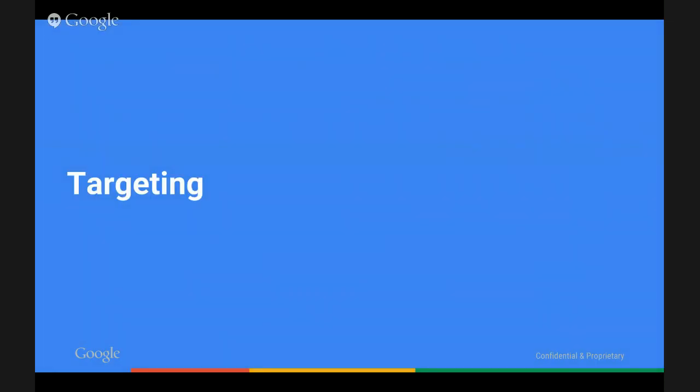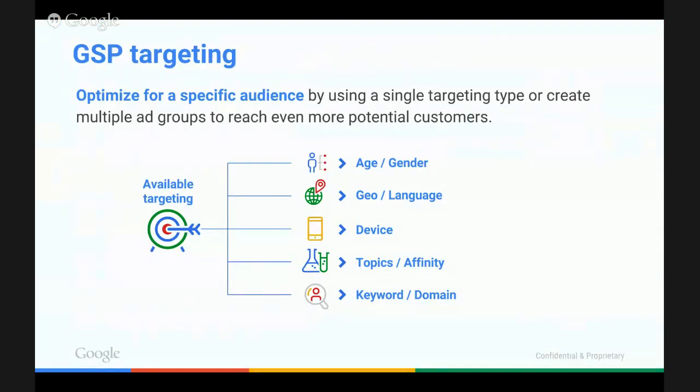So the targeting. The targeting would differ from the targeting that was available before. That's just for reference for those who have used Gmail sponsored promotions from the separate platform. So what is available now when the feature is available in AdWords? Here it's age, gender, geographic and language targeting, devices, topics and affinity, as well as keyword and domain. The ones which are put together, you will have to add within the same tab within the AdWords interface.